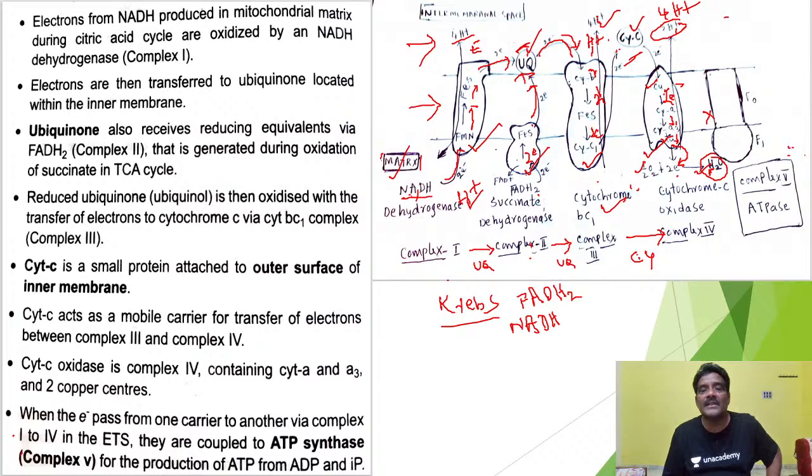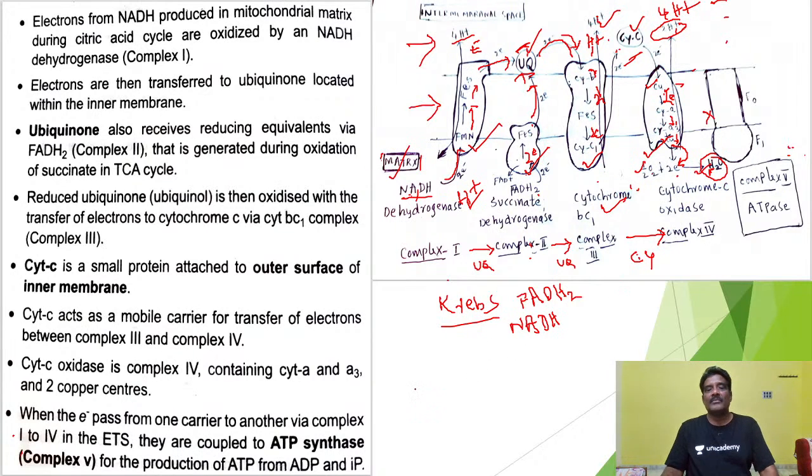So for the oxidation of 1 NADH molecule, how many protons are pumped? 4 plus 4, that is 8, plus 2, 10 protons are pumped from the matrix to the intermembranous space. Here a concentration difference arises. I will tell you afterward.